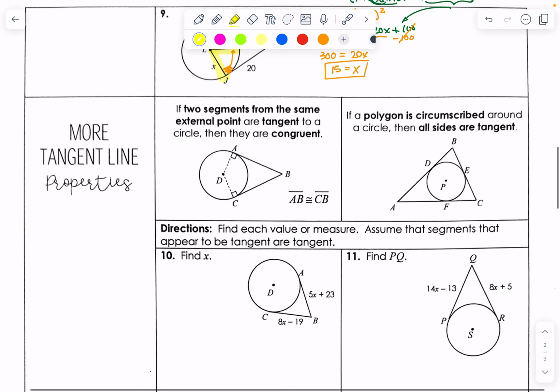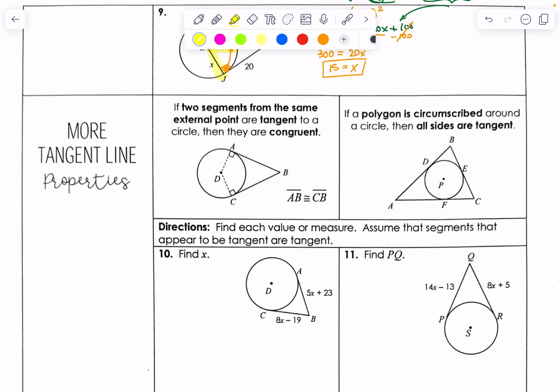There are a couple of more tangent line properties. If 2 points are tangent from the same external point, here's that point. If I draw 2 lines and both of them are tangent, meaning they are both perpendicular to the radius, then they are congruent. So this comes down to looking at the picture and the diagram and understanding, if I tell you that they're both tangent and they have the same endpoint, then you have to know that that means that they're congruent.